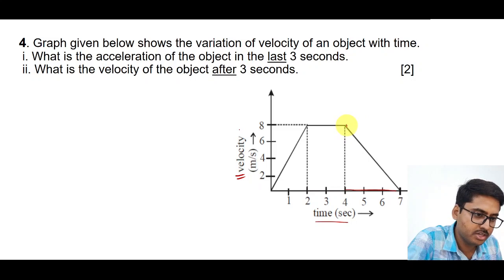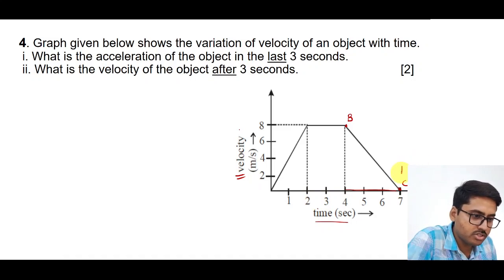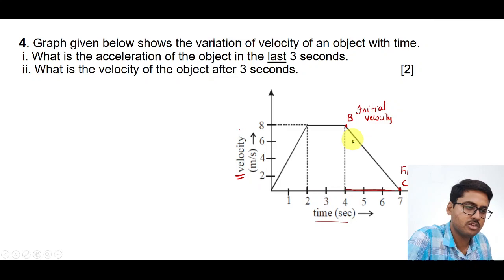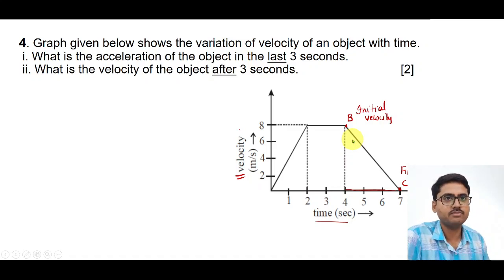So in the last 3 seconds, we need to find the velocity at this point and the velocity at this point. Let me call these points B and C. Here this is the final velocity and this is the initial velocity, right? You can calculate using the slope method, or you can calculate using the algebraic method also. In this video I am focusing on the algebraic method only, not the graphical method.